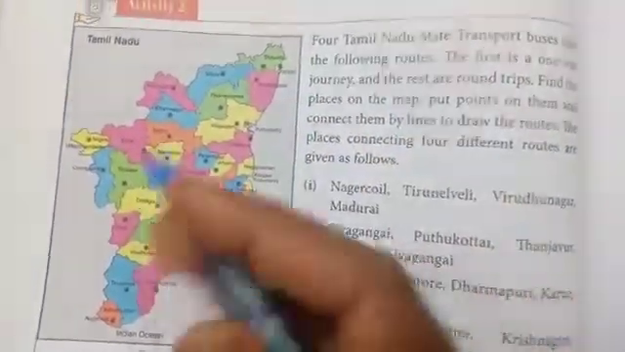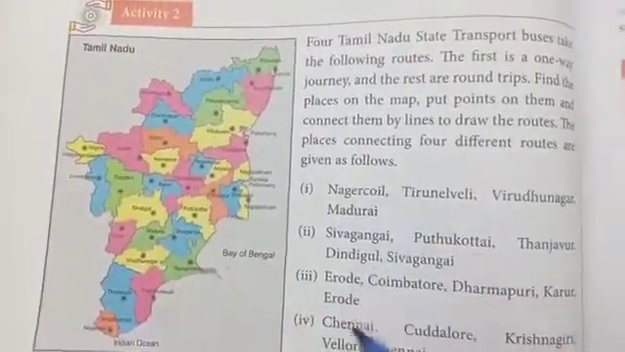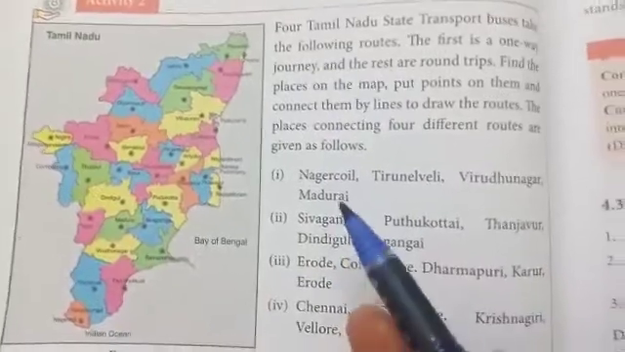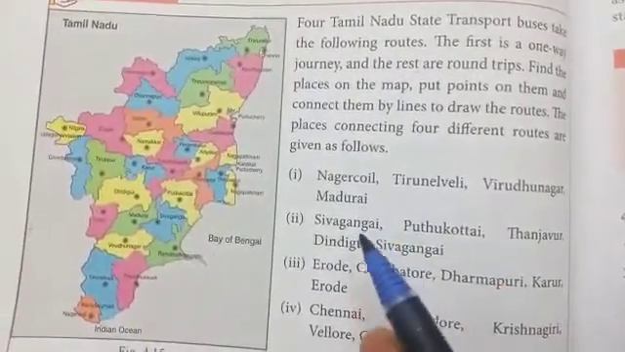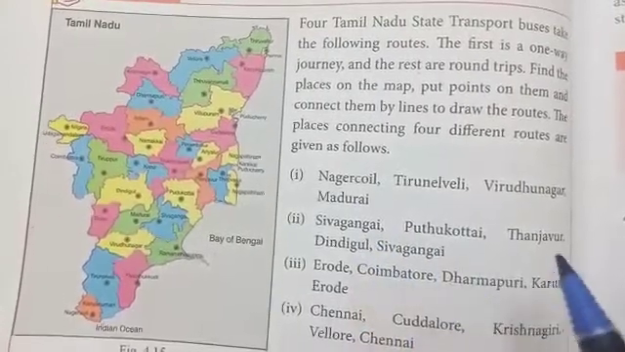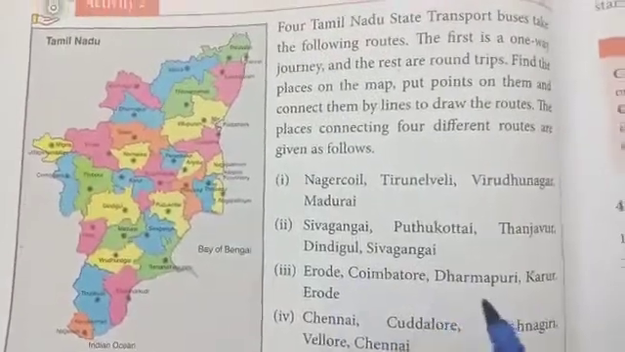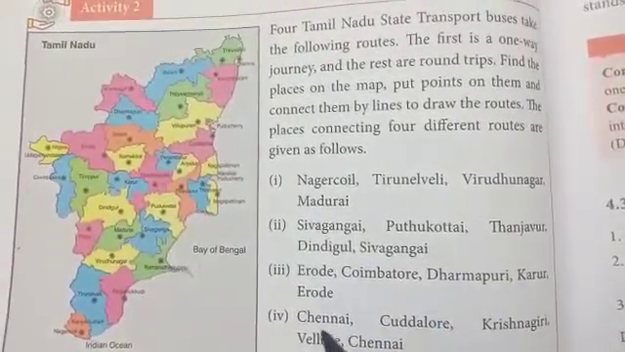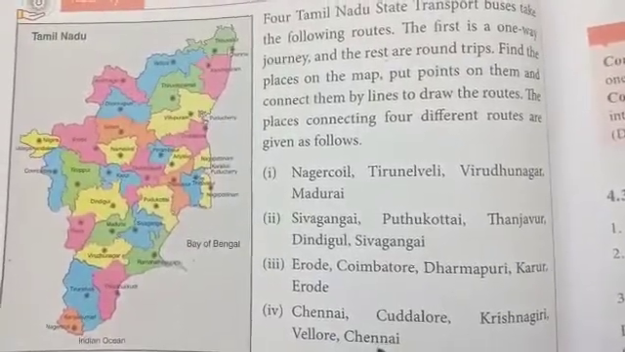This is the Tamil Nadu map. Do you know it very well? Here, 4 different routes are given. The first route is Nagarkoil, Tirunelveli, Virudhunagar, Madurai. Second, Sivagangai, Pudukottai, Tanjavur, Dindigul, Sivagangai. Third one, Erode, Coimbatore, Dharmapuri, Karur, Erode. The fourth one, Chennai, Kudalur, Krishnagiri, Vellore, again Chennai.